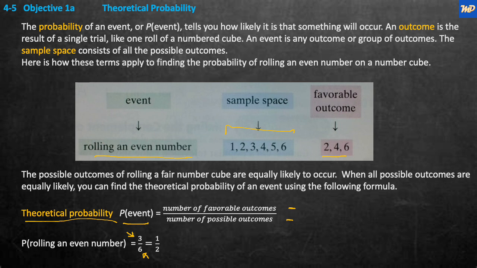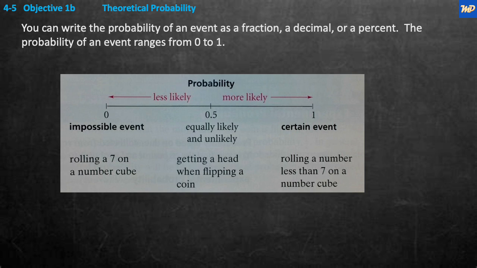That's not going to happen very often, but you could. Okay, continuing with objective 1 here. You can write the probability of an event as a fraction, as a decimal, or as a percent. The probability of an event ranges from 0 to 1. So when it's 0, down here at the left-hand side, it's impossible for the event to occur.